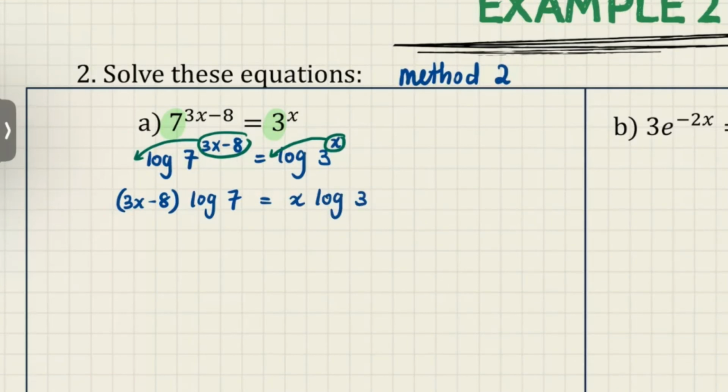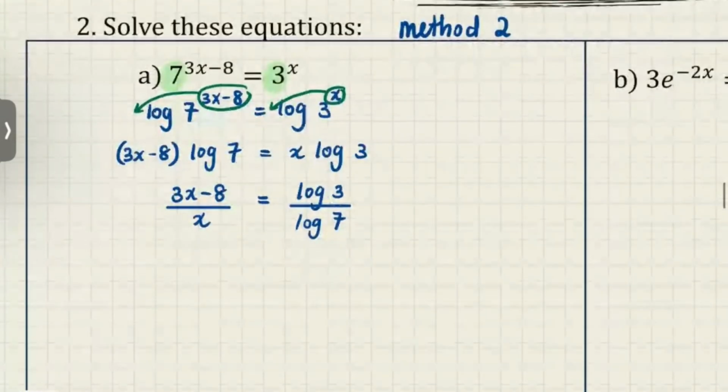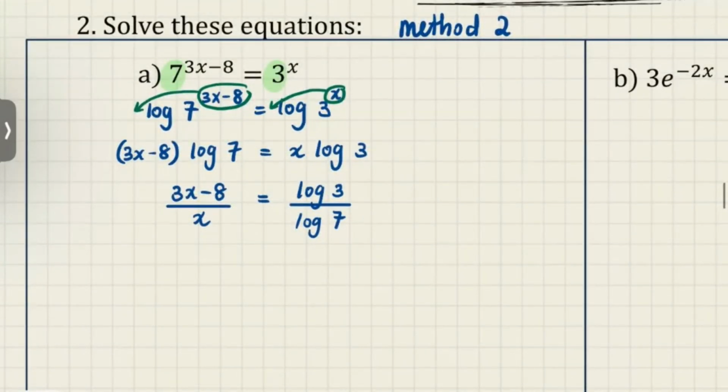Okay, kemudian I'm going to group x dengan x, log dengan log. Okay, so dia dapat 3x minus 8 over x equals to log 3 over log 7. Okay, so log 3 over log 7 ni boleh guna calculator. So I get 0.5646.